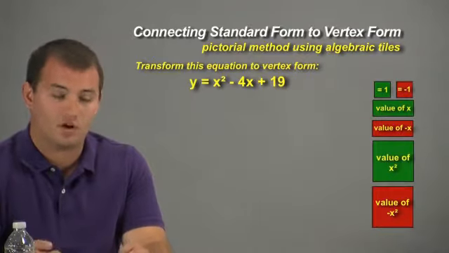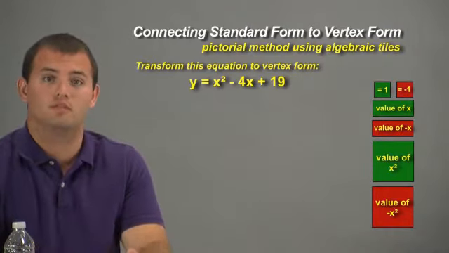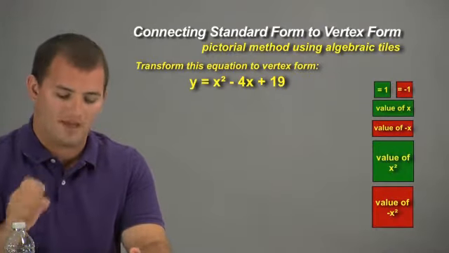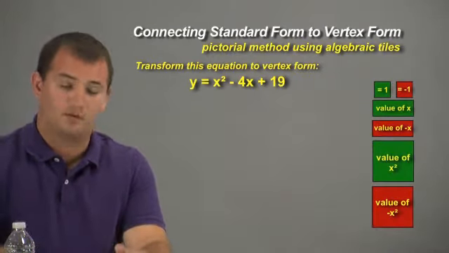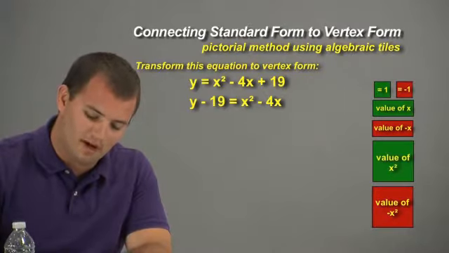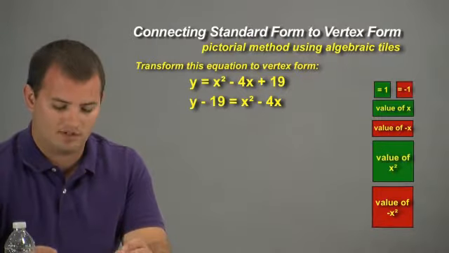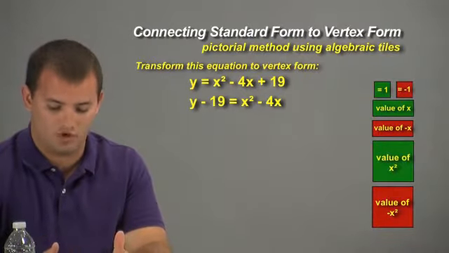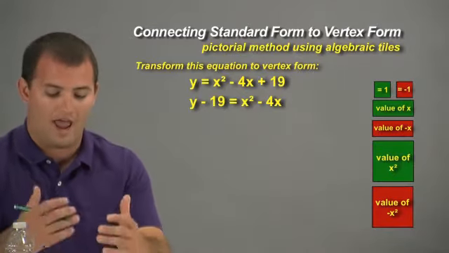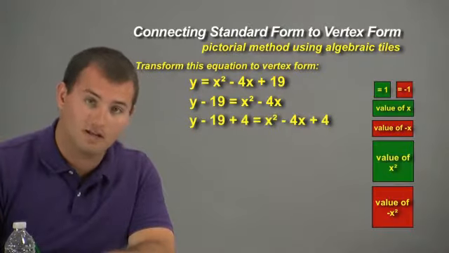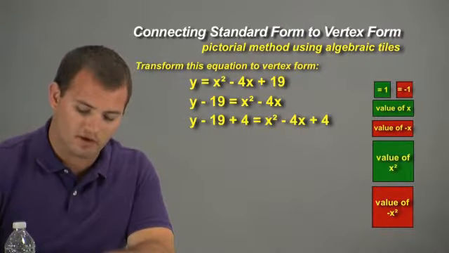We will use the completing the square method again, so the first thing we need to do is to move the c to the other side of the equation to isolate ax squared plus bx. And we'll do this by subtracting 19. So our equation now becomes y minus 19 is equal to x squared minus 4x. The next step is to take half of b, square it, and add it to both sides. Here, half of b is negative 2. Negative 2 squared is 4, so we'll add 4 to both sides, and our equation becomes y minus 19 plus 4 is equal to x squared minus 4x plus 4.